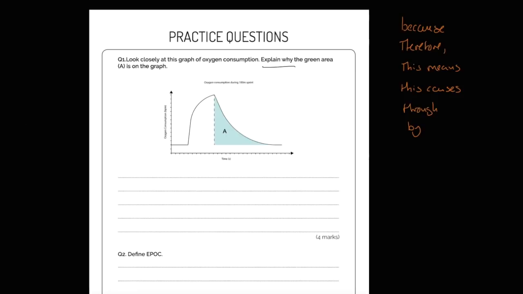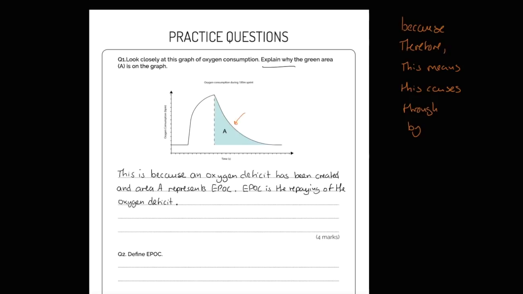So let's get started. Explain why the green area is present. So why is that there at all? Okay, so let's go through. This is because an oxygen deficit has been created, okay? And if we were asked for it, we could actually draw that in, couldn't we? There's my oxygen deficit there. An oxygen deficit has been created. Hopefully we should get a mark for saying because there was an oxygen deficit, we're looking for 4. And area A represents EPOC.